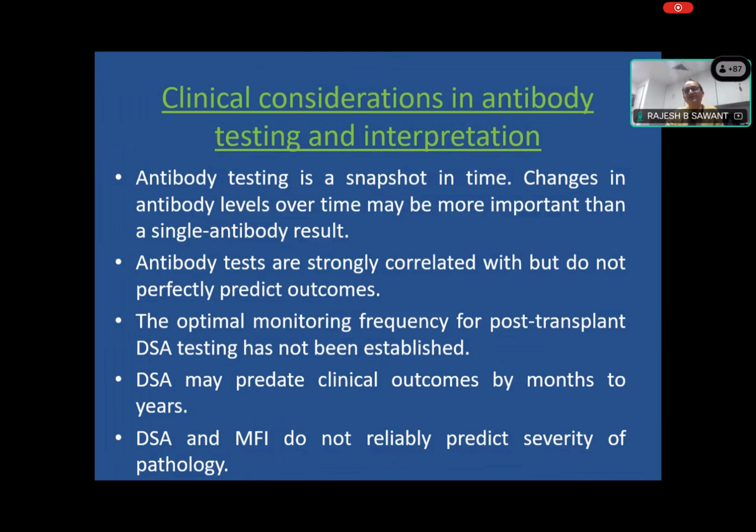So you may not be really worried. But when you follow up these patients, the antibodies have given you some telltale signs that maybe 6 months or 1 year down the line, there is going to be some rejection or some problem that may affect the graft survival, right? Also, as I said, the antibody presence and the MFI value do not reliably predict the severity of the pathology that we are dealing with.